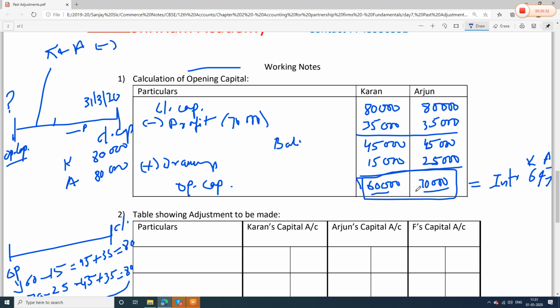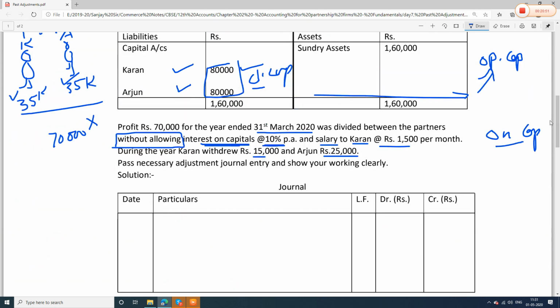We cannot calculate interest on capital on closing capital because it is wrong. You calculate on opening capital. So if opening capital is not given, you have to find out the opening capital. How will you find it? You will make this statement. Okay. Next. Now we got the opening capital. Now we can start our question.